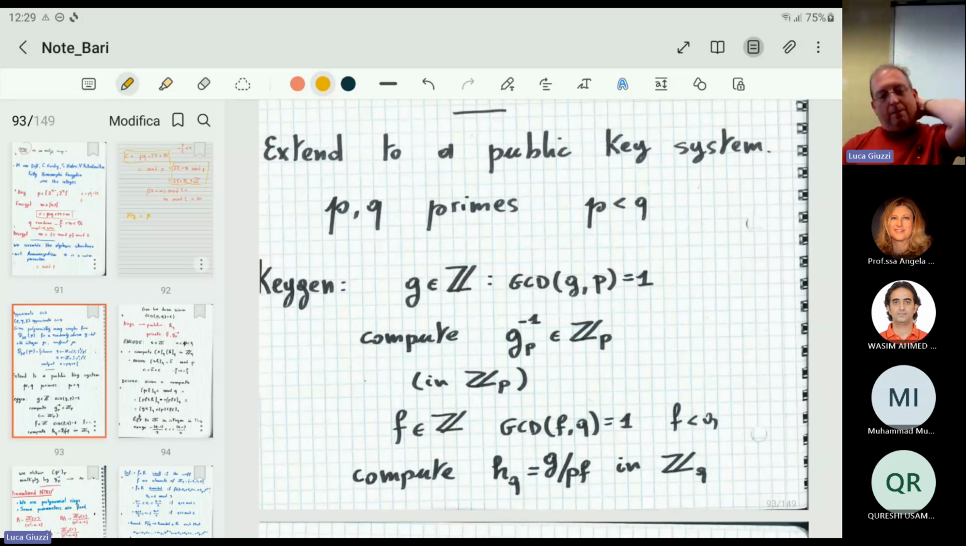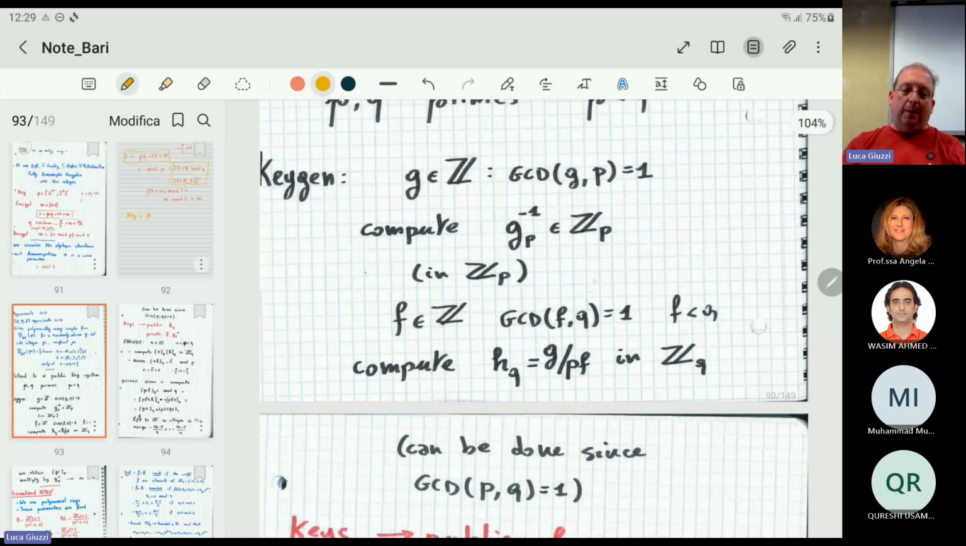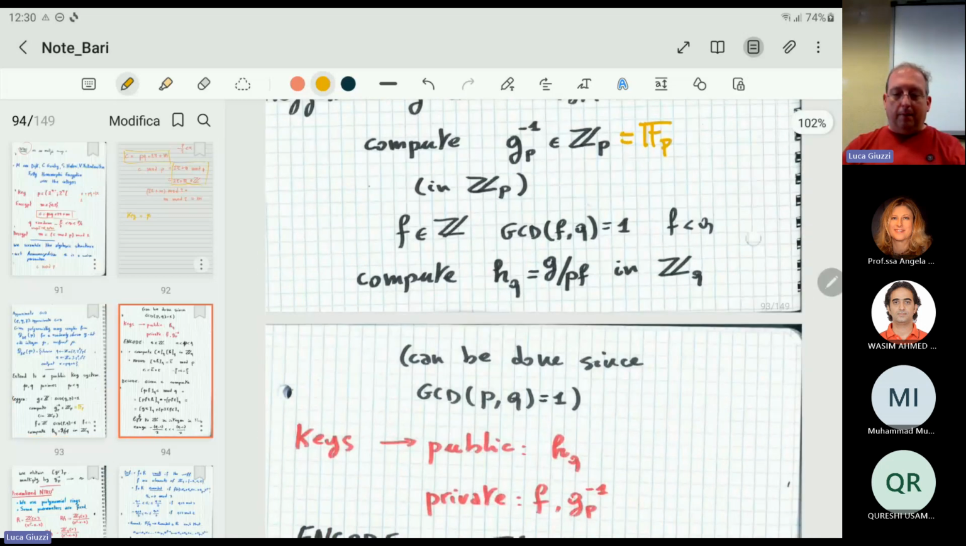So let's describe a public key cryptosystem based on these ideas. Let's start with P and Q, which are primes. Then we generate the key by taking an element G in Z, which is coprime with P, and we invert this element in ZP. Since this is different from 0 and ZP is a field, we are sure that we can invert it by using the Euclidean algorithm. Then we take an F, which is coprime with Q, and we invert this element in ZQ.